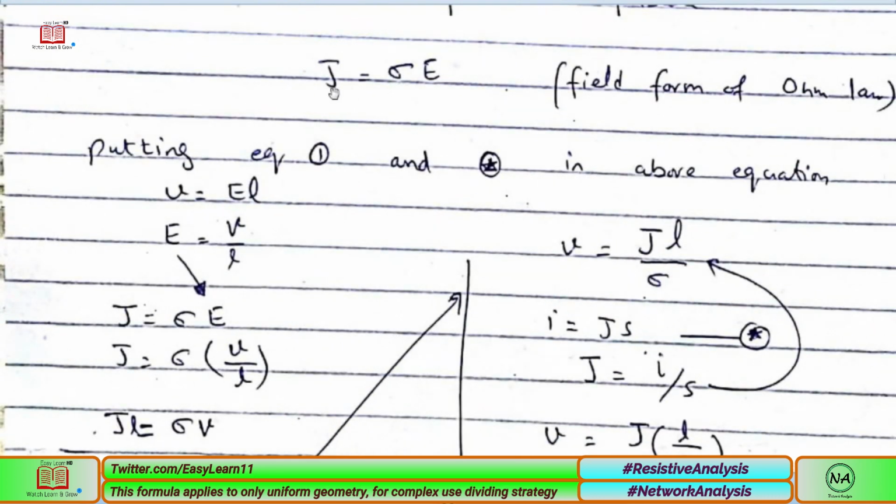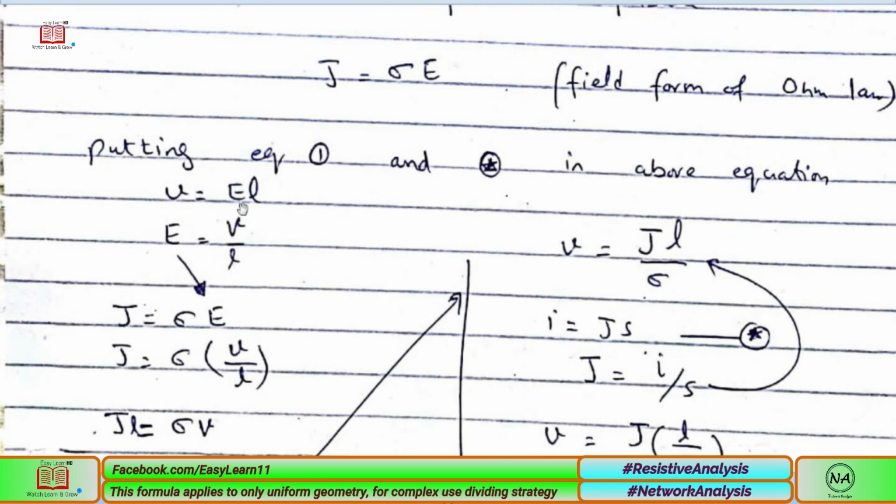So J equals sigma E. Here, one by one, first we are going to substitute the value of E in this equation. What is equation number 1? That is V equals EL, ignoring the cos theta, understood. V equals EL for simple geometries. From here we can separate the electric field, that is E equals V over L.